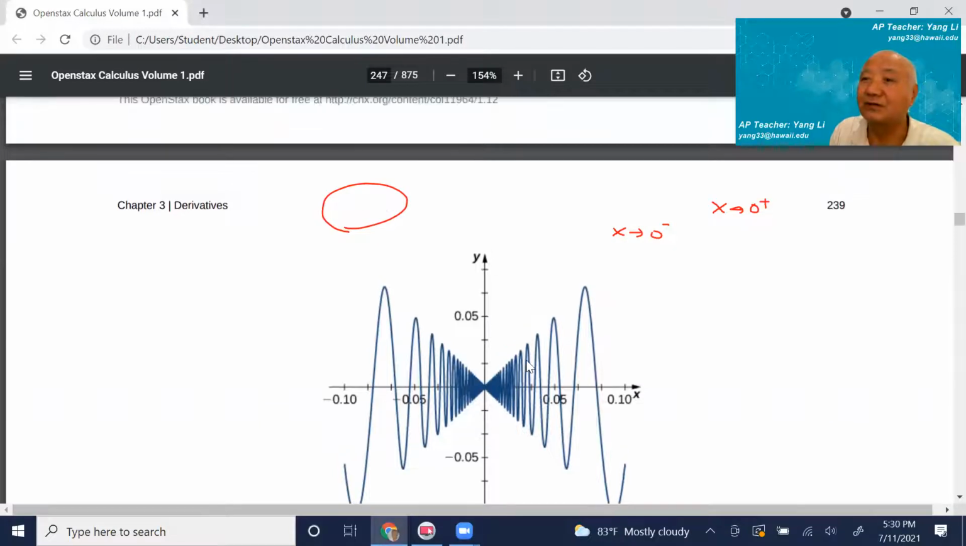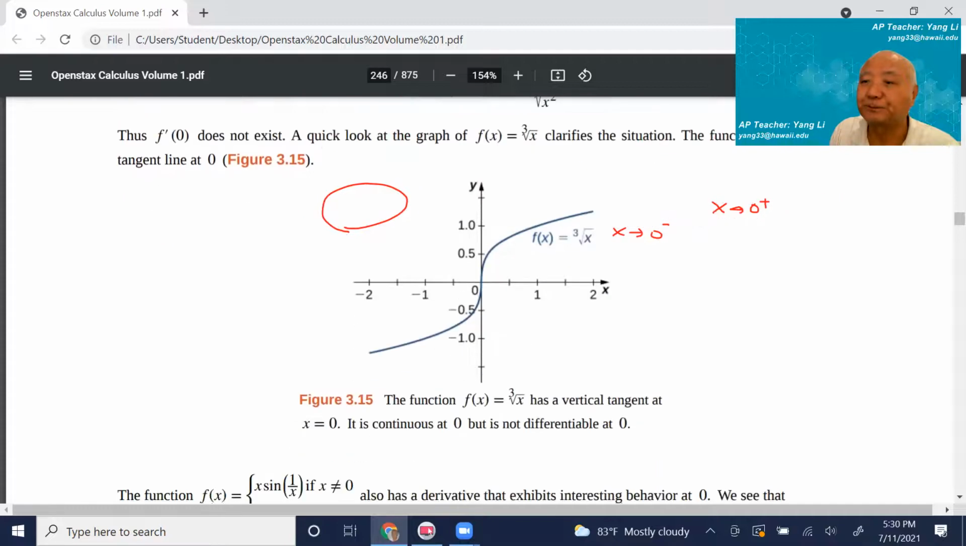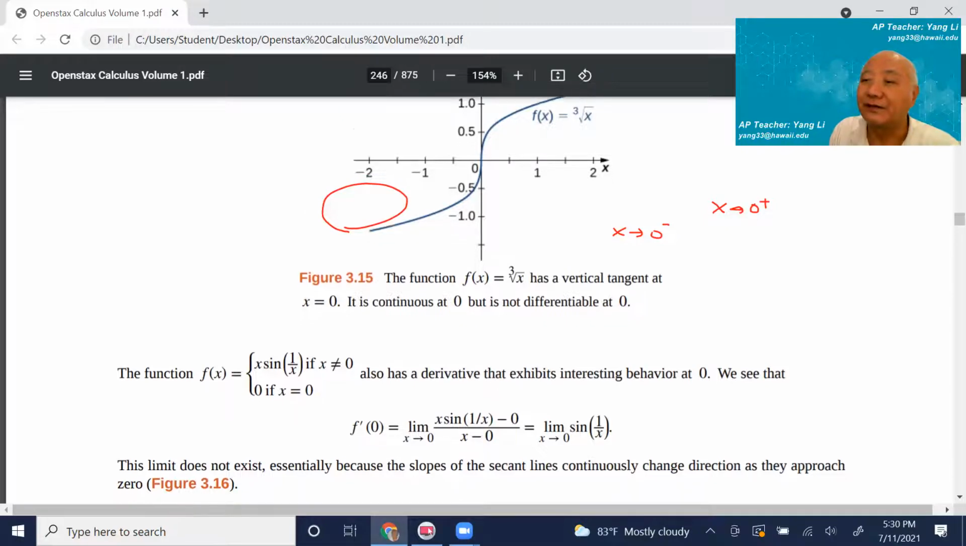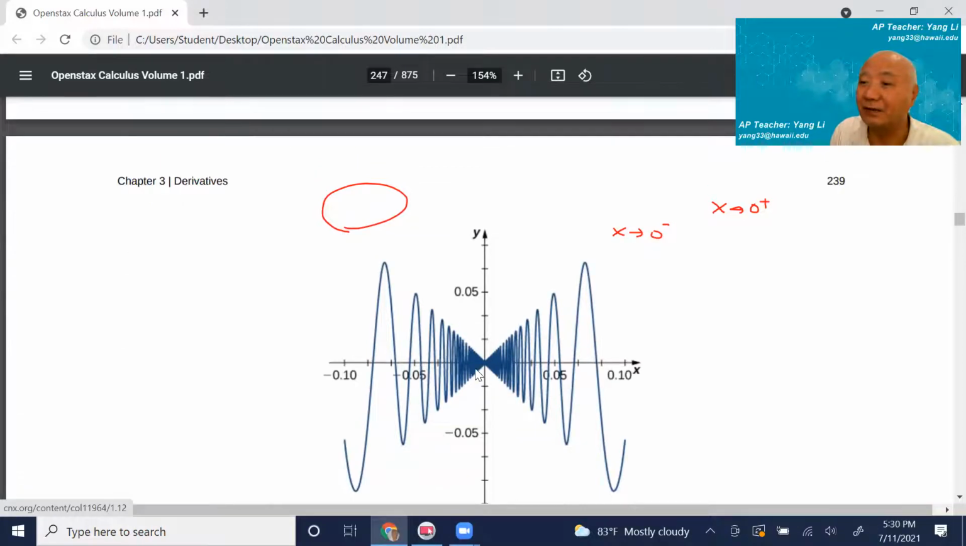This is our original function, this function x sine of 1 over x, like that. So you can see that this function keeps shaking up and down. So that's why it does not have a derivative at x equals 0. Okay. Now we move on.